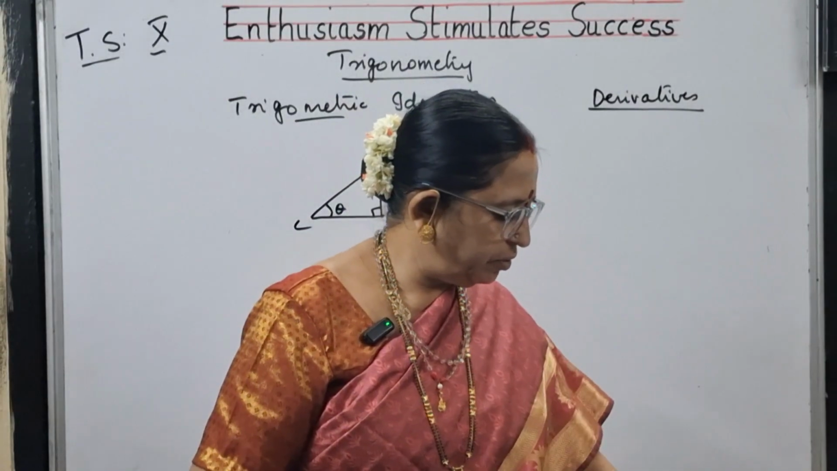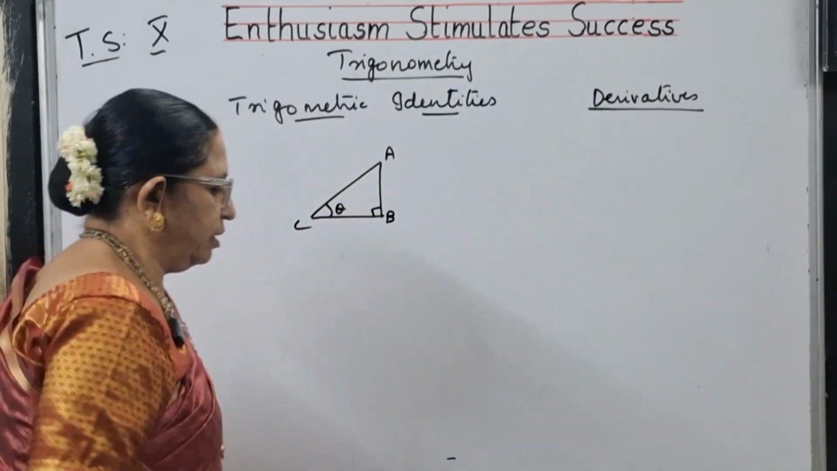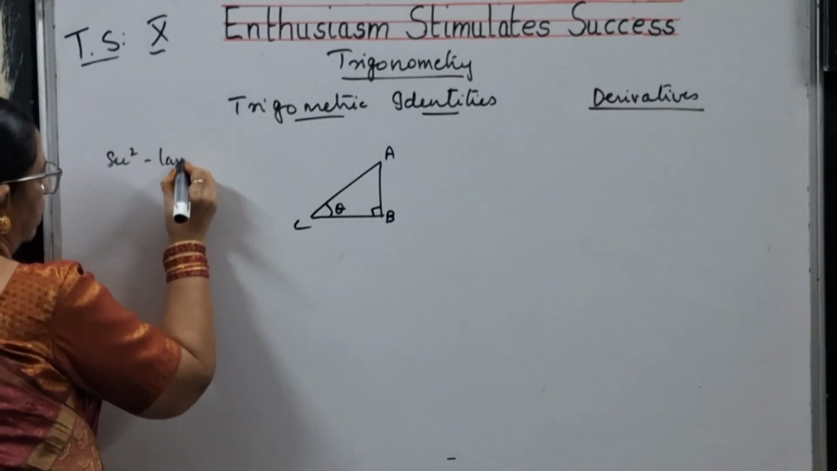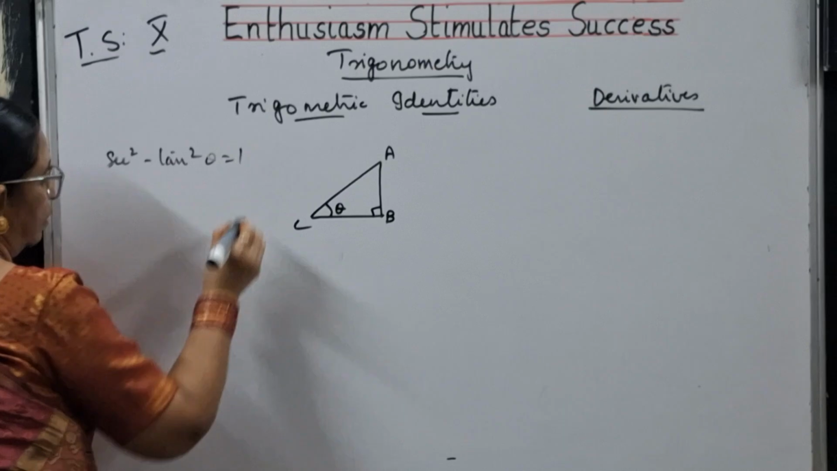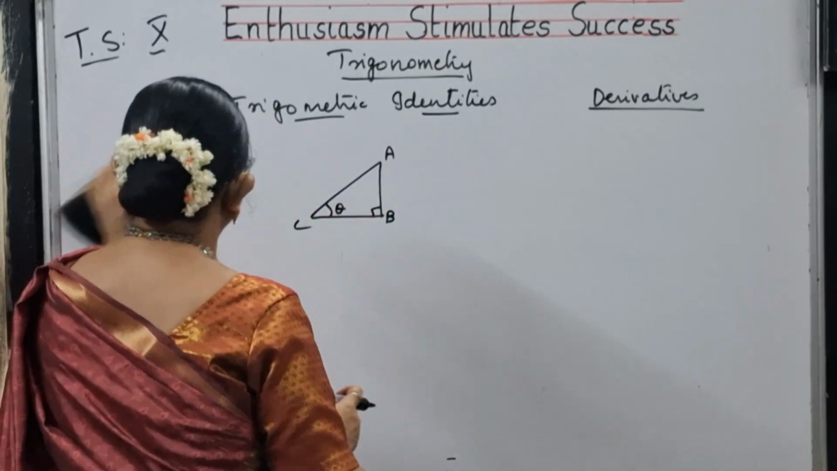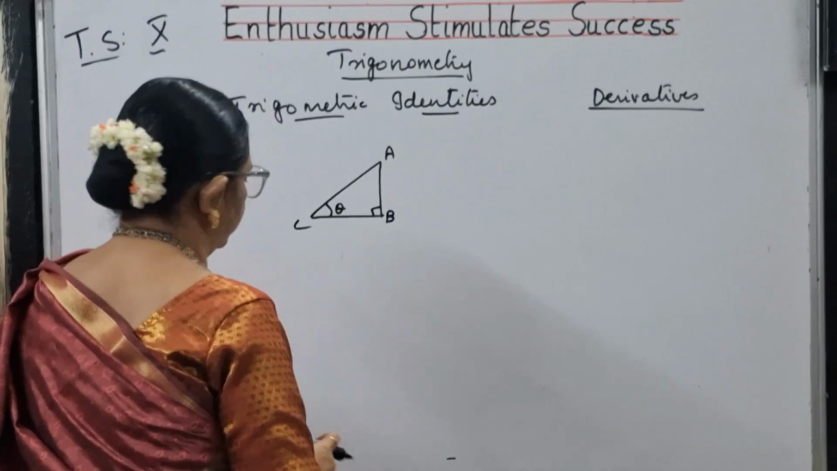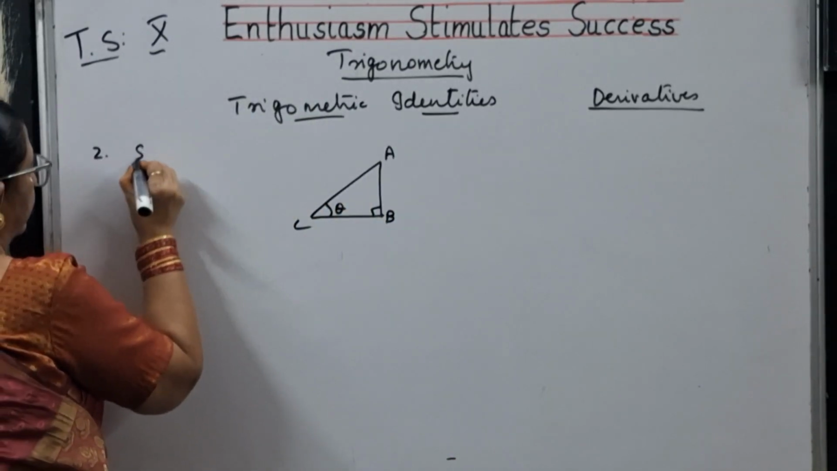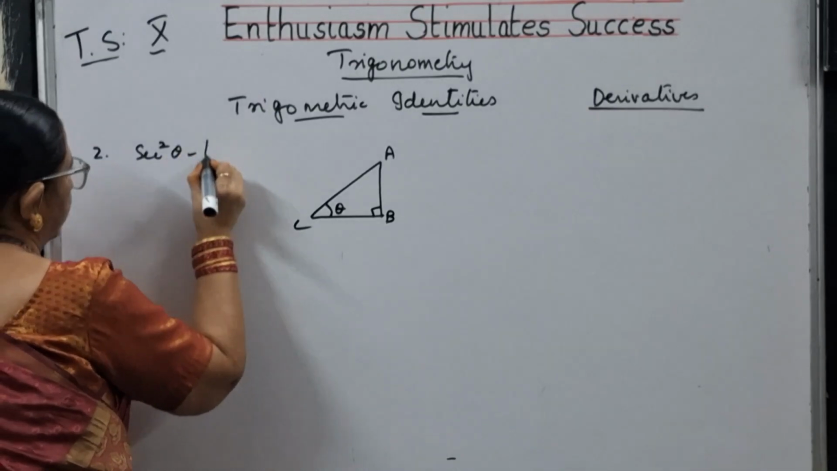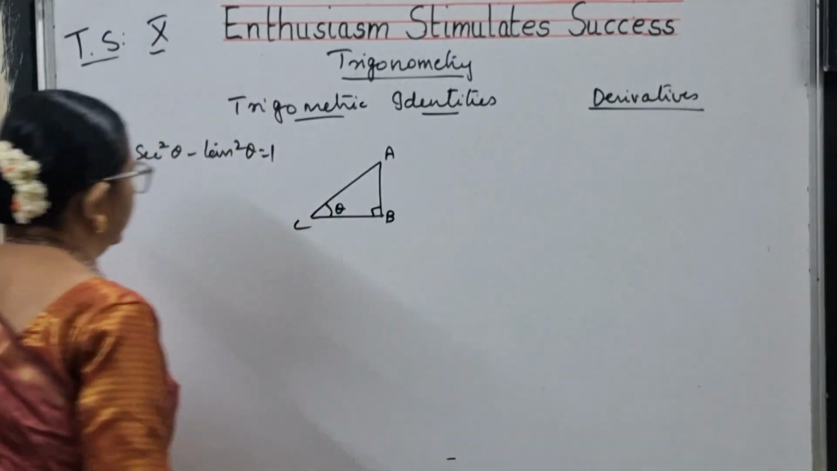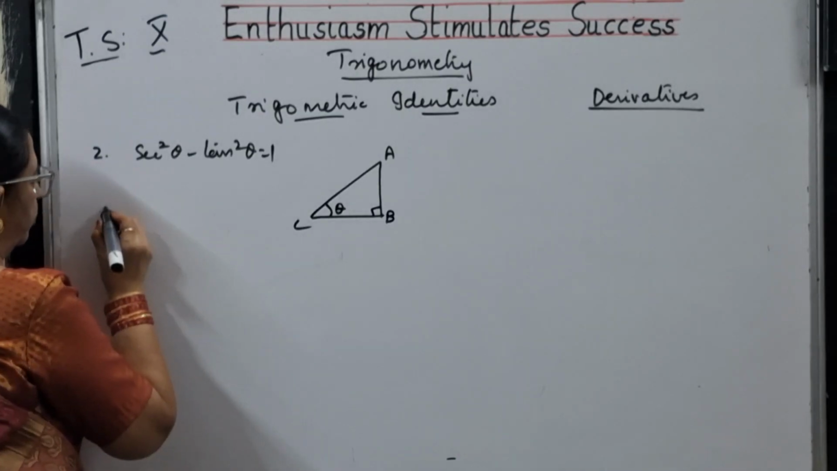The next identity is secant square theta minus tan square theta is equal to 1. So this is the second formula, children. The second identity is secant square theta minus tan square theta is equal to 1. So let us see how it has to be proved.